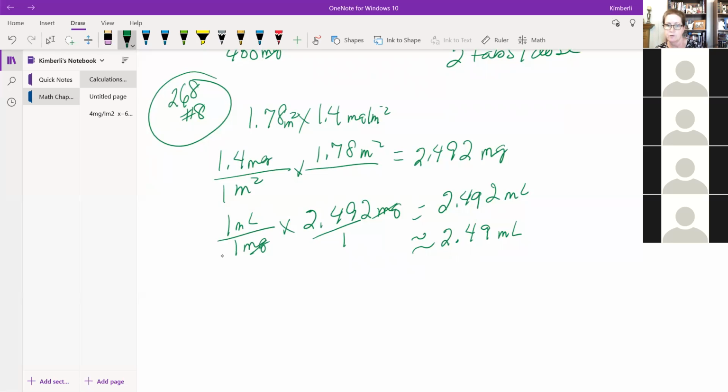Wouldn't you end up at 2.49 milliliters? Yes. Now, is that measurable in mL? Can we do 2.5? Yes, because if you use a 3 mL syringe, there is a mark at 2.49.